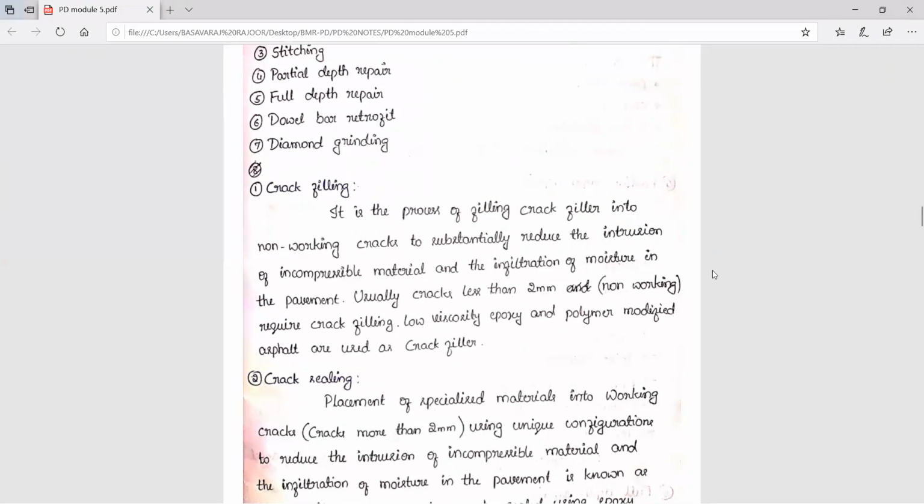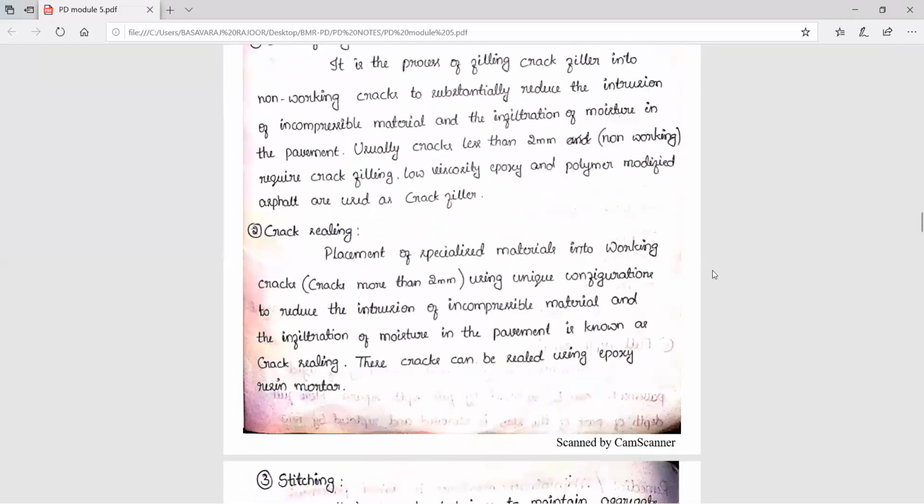The second one is crack sealing. Placement of a specialized material into working cracks using unique configurations to reduce the intrusion of incompressible material and the infiltration of moisture in the pavement is known as crack sealing. Generally, these cracks are oriented transverse of the pavement center line.